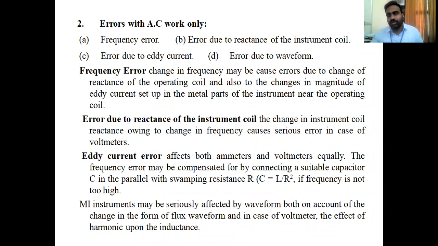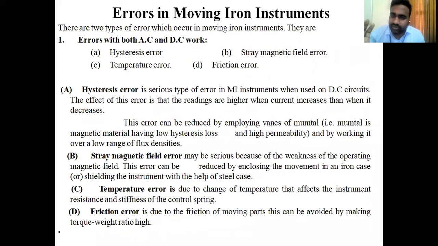Whatever the condition, errors with respect to AC or errors with respect to DC, whenever there is a change in operating current, there is a change in operating flux, and then there will be a change in frequency, a change in eddy currents, a change in waveforms, and a change in magnetic flux. So all these errors in the moving iron instrument are created because of the change in operating current.